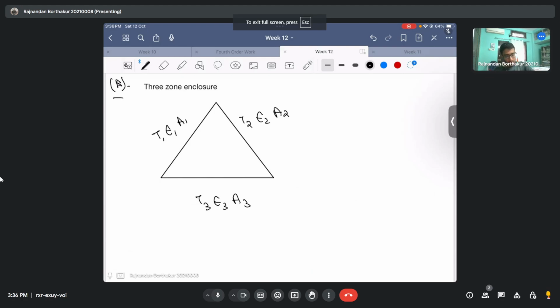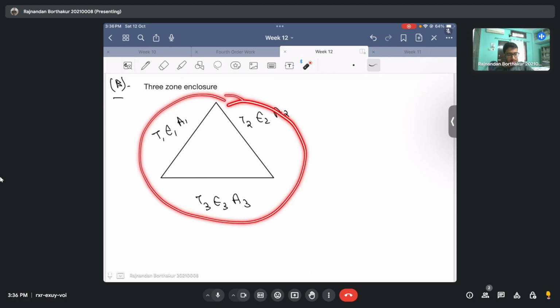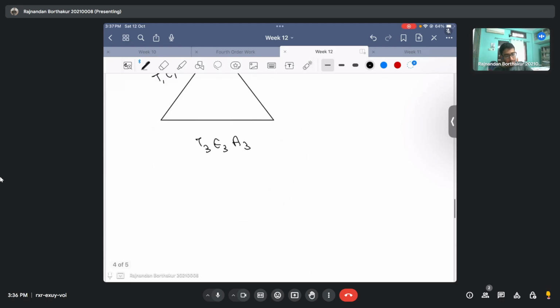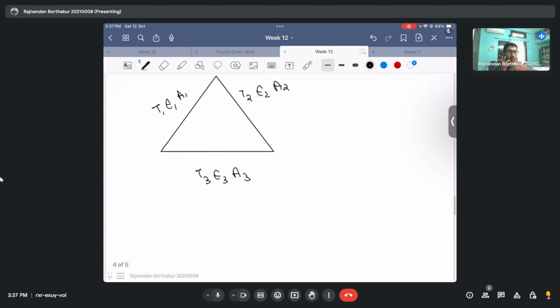Okay, if no doubts, now what we will do is we'll try to draw the radiation network associated with this figure, and this is typically known as a three zone enclosure, because we have three plates that are kept in this manner. Okay. So again, in the case of enclosures, your first task is to draw the radiosity nodes first.